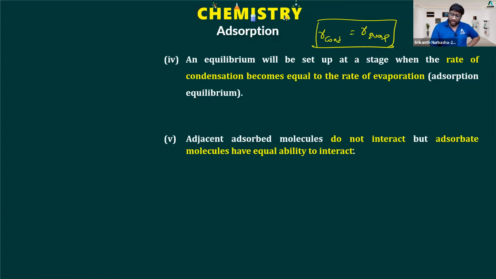Adjacent adsorbed molecules do not interact with each other, but adsorbed molecules have equal ability to interact. Understand this point. We have surface points, and here we have some molecule adsorbed. This molecule will not interact with the other molecule, but it has equal ability to interact. It has the ability to interact, but it will not interact.